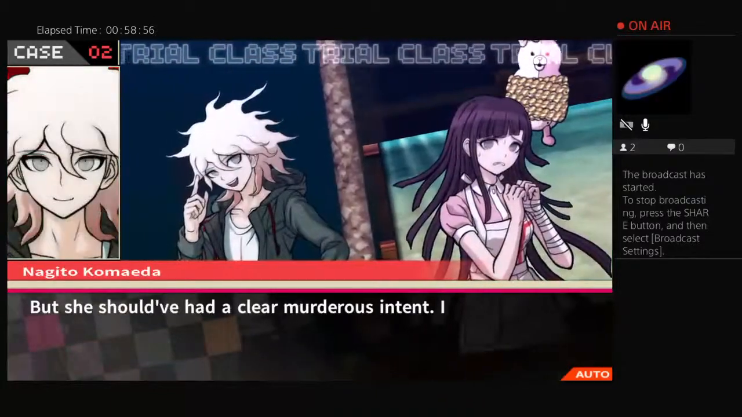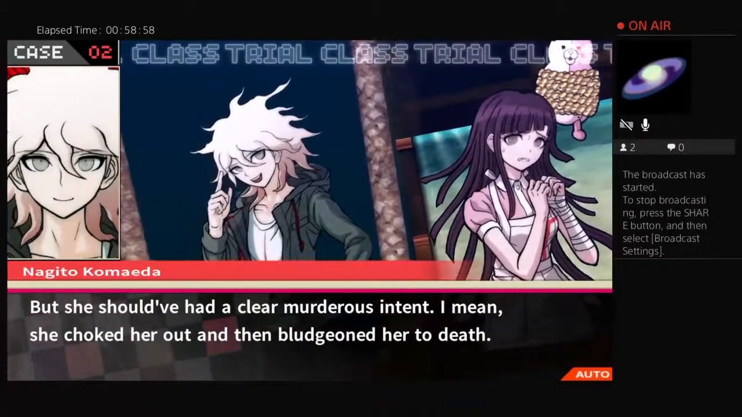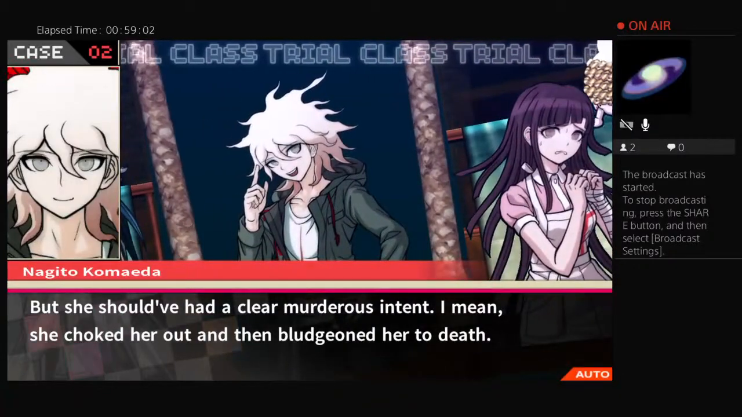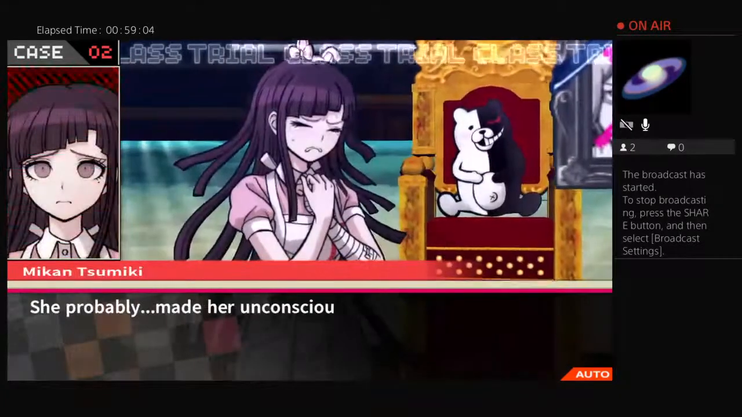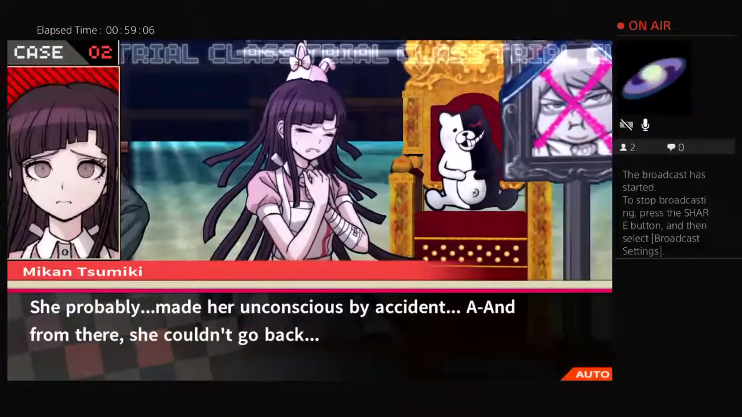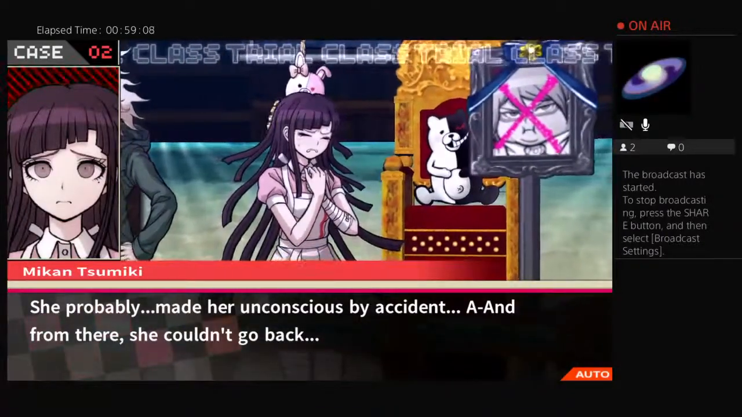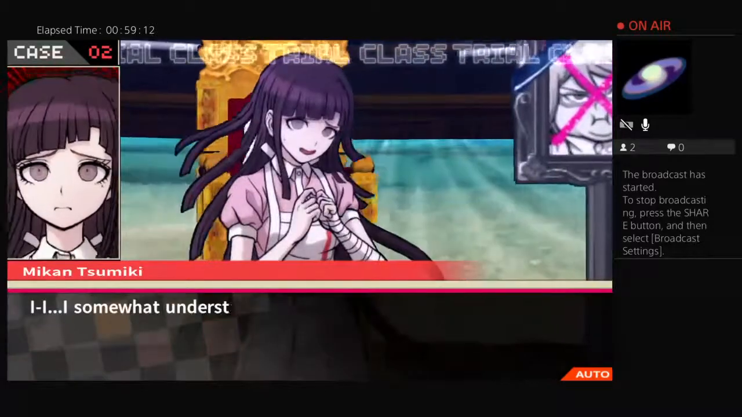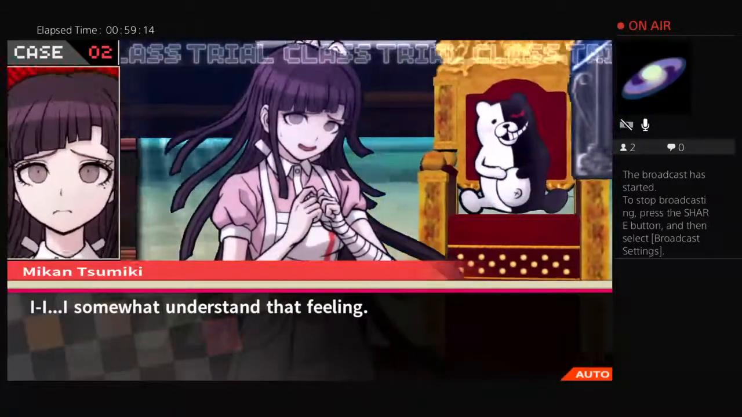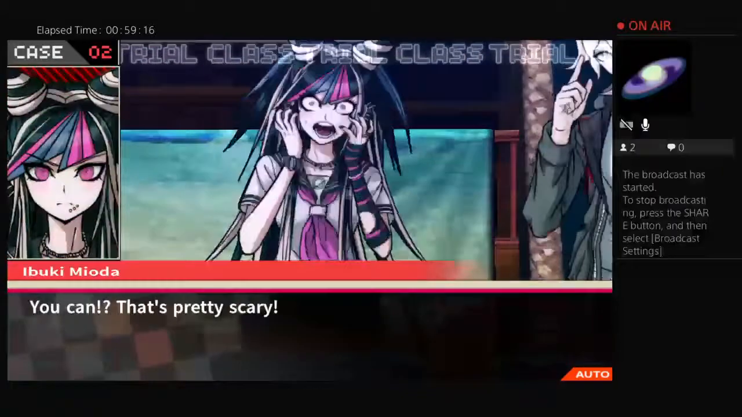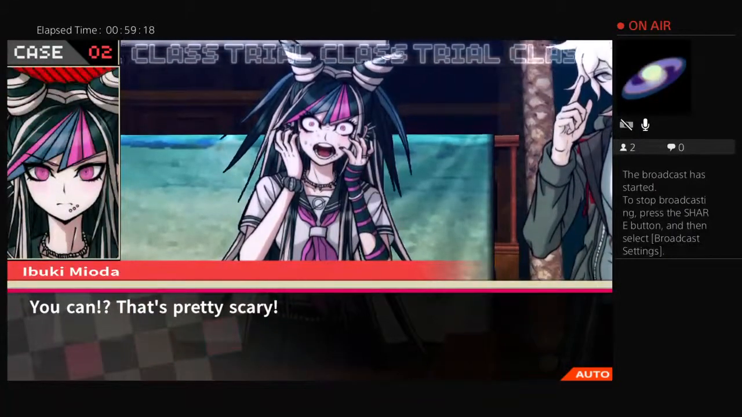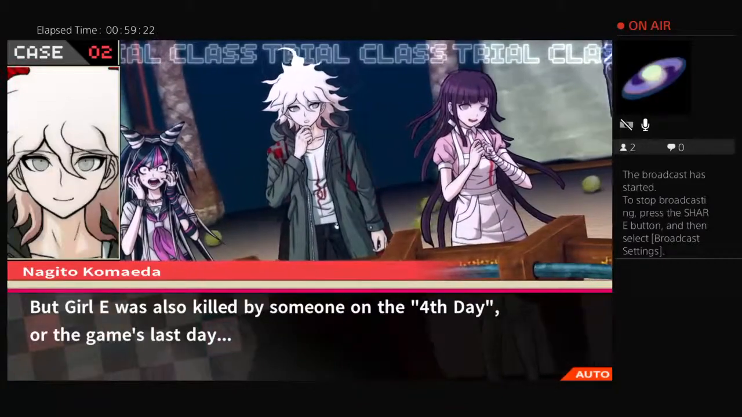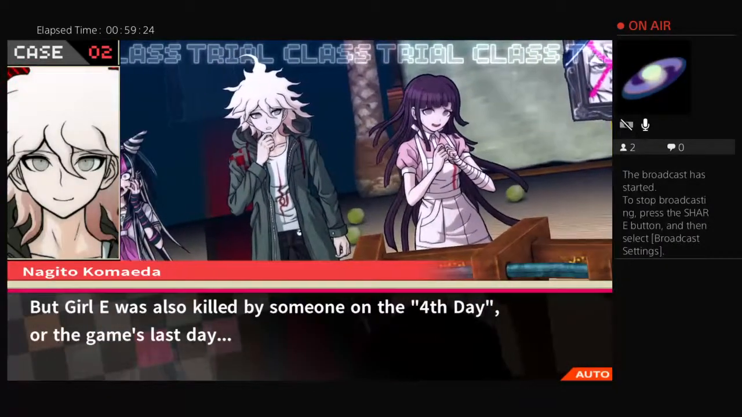But she should have had a clear murderous intent. I mean, she choked her out and then bludgeoned her to death. She probably made her unconscious by accident. And from there, she couldn't go back. I somewhat understand that feeling. You can? That's pretty scary. But Girl E was also killed by someone on the 4th day, or the game's last day.